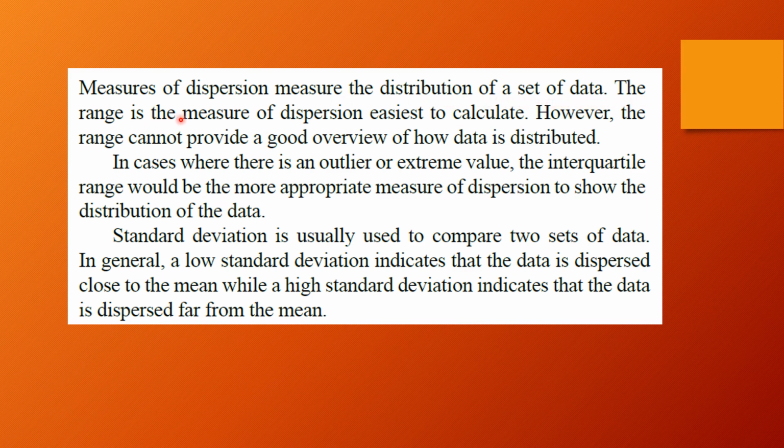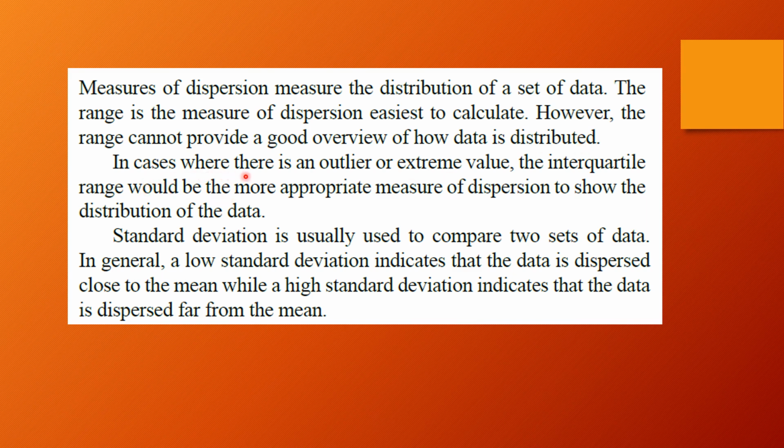The range is the measure of dispersion easiest to calculate. However, the range cannot provide a good overview of how data is distributed. So the range is always easy to calculate, but it cannot provide a good overview of how data is distributed.